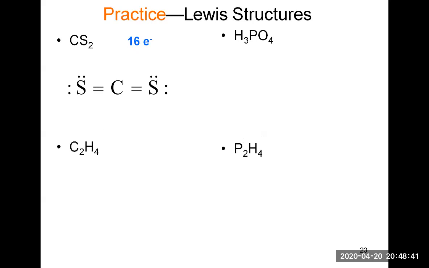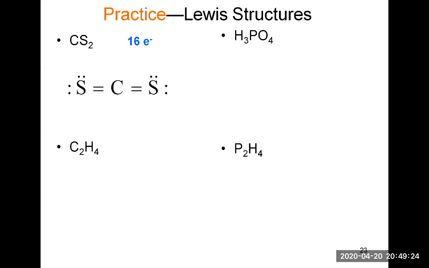CS2. Then you would do the single bonds between sulfur and the carbon. That would use 4 electrons. So 16 minus 4 would be 12 electrons at that point. Out of 12 electrons, you can do 3 lone pairs on each sulfur. So each sulfur would have 3 lone pairs and a single bond with carbon. So the sulfurs would have their octet at that point, but carbon would not. So you would have to share lone pairs from the sulfurs with the carbon to give it more electrons.